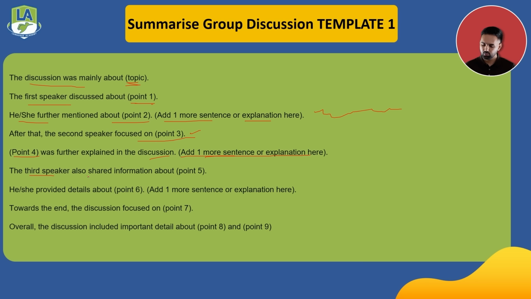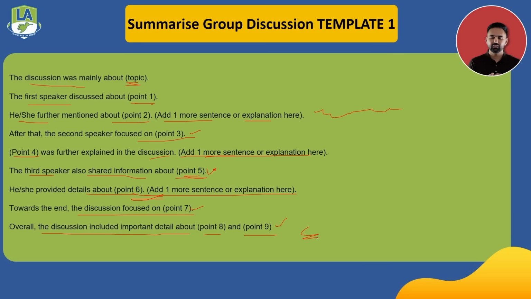The third speaker also shared information about one phrase or key point or a small sentence from the audio. Then you add 1 to 2 more sentences, like he further elaborated, he provided details, he shared information, he focused on, he mentioned about, whatever you want to say. And then you come to the conclusion. Towards the end, the discussion focused on point number 7 or 8. Overall, the discussion included important details about 1 and 2 points, any 2 points.